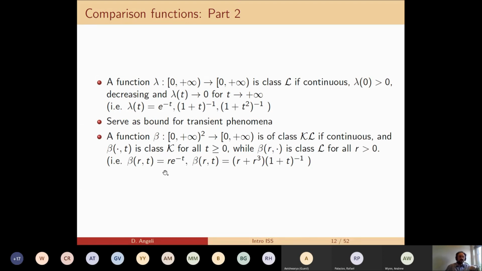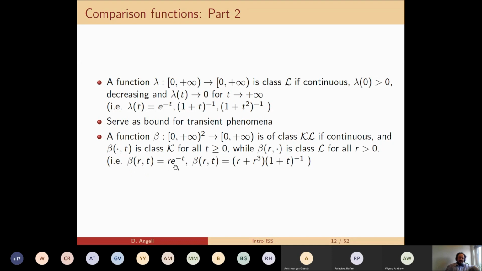So you can combine these two notions into the so-called class KL functions. These are functions of two arguments now, both non-negative, which are class K in the first argument for all frozen values of the second argument, non-negative, whereas they are class L in the second argument for all frozen values of the first argument, strictly positive. This is a minor technicality, as in 0 this would be equal to 0. Examples of these functions are this, for instance. This, I would say, is the most commonly used function of this form.